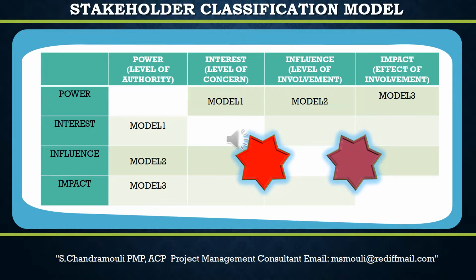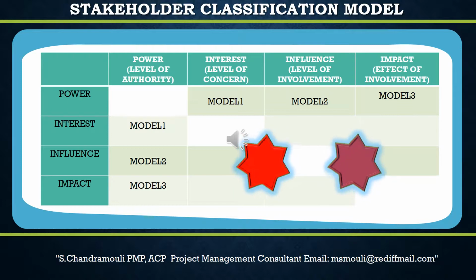Power is the level of authority of the stakeholder. Interest is the level of concern of the stakeholder. Power and interest grid. In this type of classification, you group the stakeholders according to their power and level of interest in the project or its outcome. You can give them the following attributes: high power or low power, high interest or low interest.